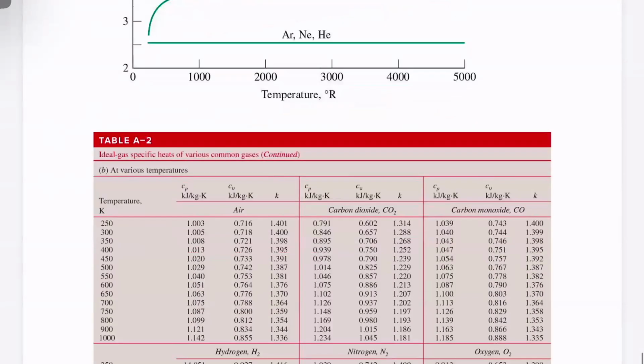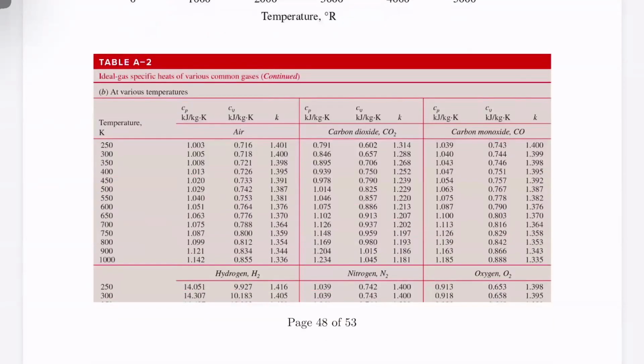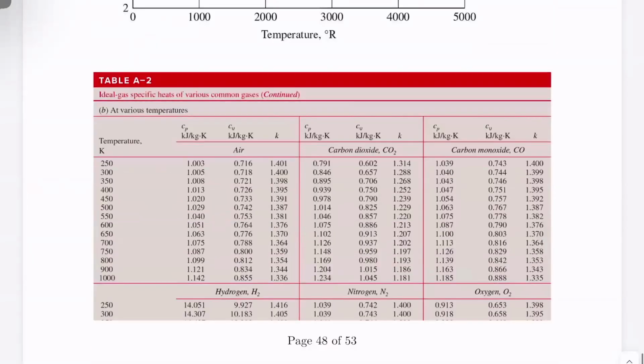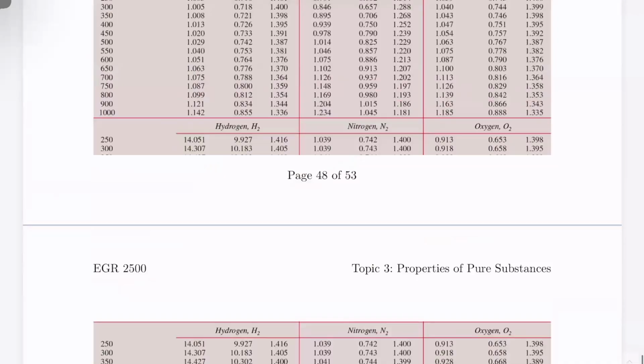We also have a table with this sort of information where we can see CP and CV with respect to temperature for a bunch of different gases. I've flipped off this table here, so it continues. So we have this for air, CO2, carbon monoxide, hydrogen, nitrogen, and oxygen.